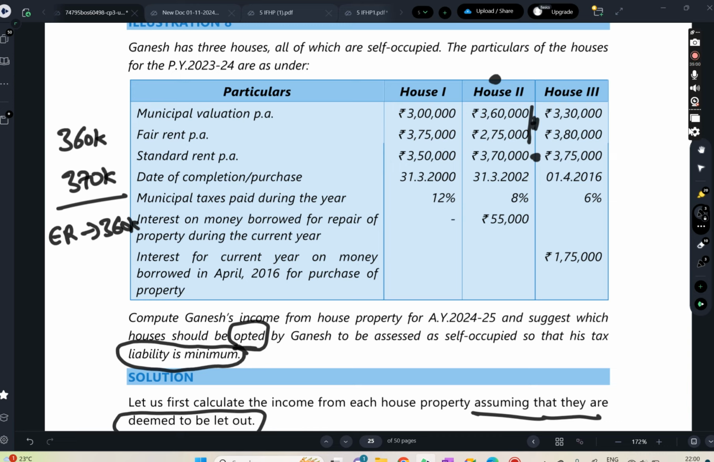Okay, now why is there no actual rent in this question? Anybody? Because it is deemed to be let out. Very good. When it is deemed to be let out, what do we do? Expected rent is the GAV. Expected rent is equal to GAV, because there is no actual rent. We did not actually give it on let out, it is just an assumption, deemed.